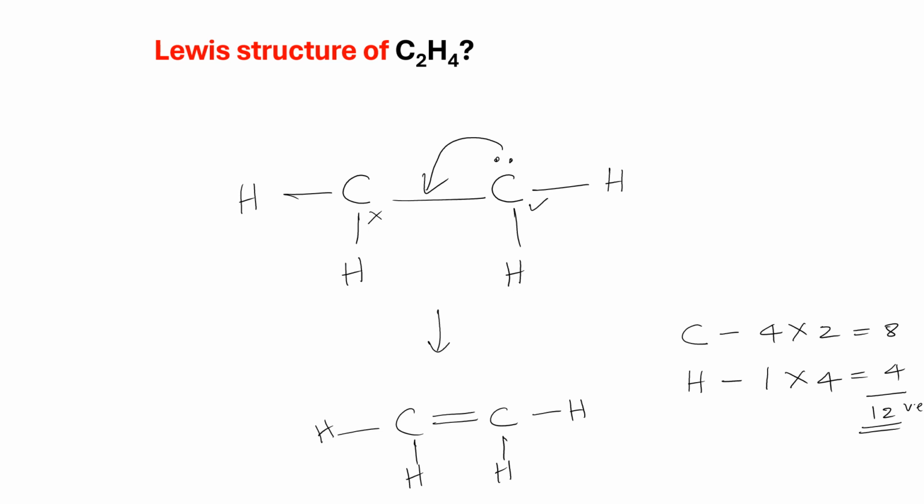1, 2, 3, 4. There are 4 single bonds, 2 electrons each bond. 2 times 4 is 8. Plus double bond means 4 electrons sharing between C and C. So total is 12 electrons. Now you can clearly see on the structure all 12 electrons we calculated on the structure now. So this is valid structure for ethene C2H4.